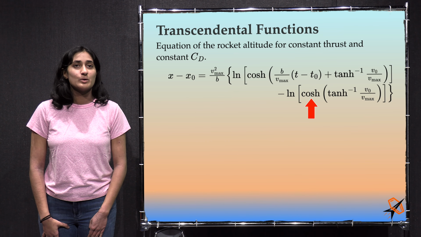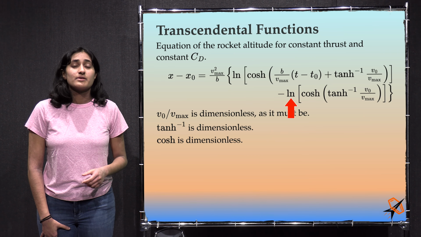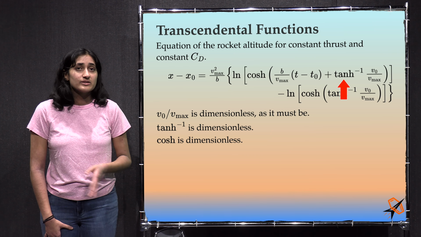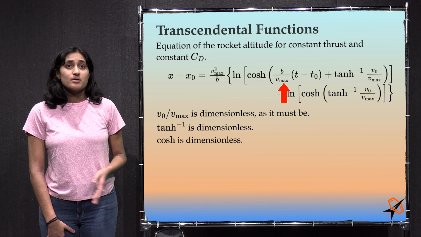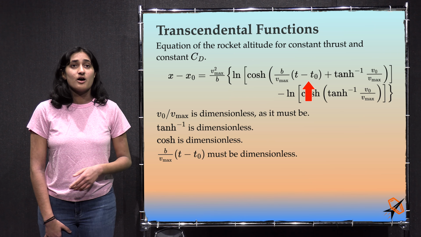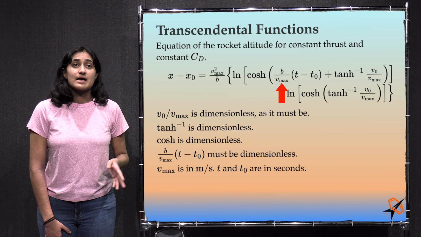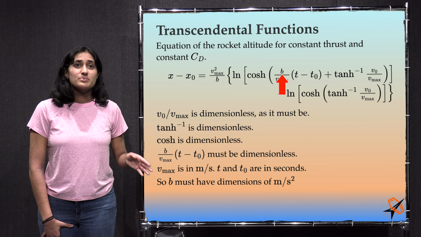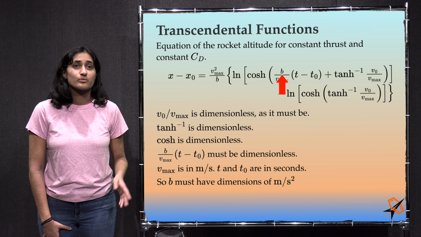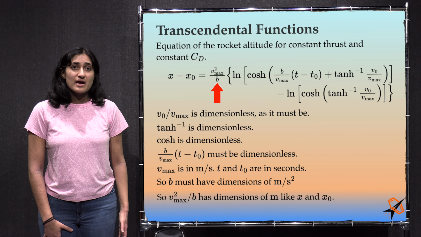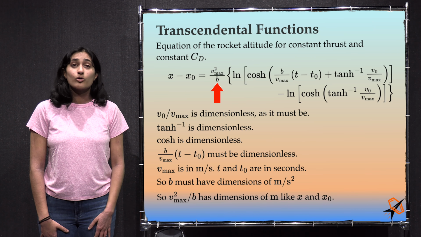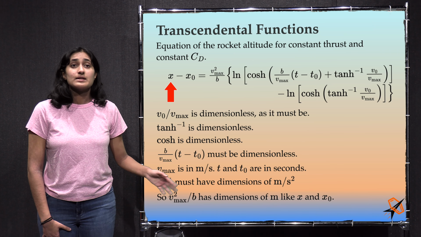And the inverse hyperbolic tangent is dimensionless as it must be for the hyperbolic cosine, which is dimensionless as it must be for the natural log, which is also dimensionless. We've already done the inverse hyperbolic tangent of v0 over vmax, so moving on, b over vmax times t minus t0 must be dimensionless. Vmax has SI units of meters per second, and t and t0 have dimensions of seconds, so b must have dimensions of meters per second squared, or acceleration, which means that vmax squared over b must be meters squared per second squared over meters per second squared, or meters, which matches with our x and x0.